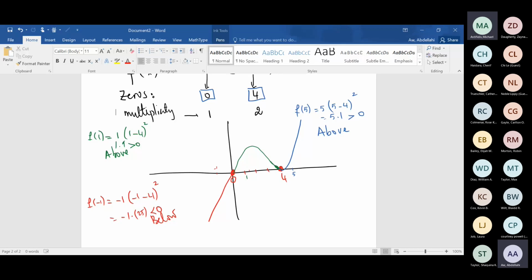Actually, there is a link between that behavior and the multiplicity. When the multiplicity is odd, the graph will cross the x-axis. When the multiplicity is even, like 2 over there, the graph will not cross the x-axis. The graph will touch it, but will not cross it. So this is even. The graph will not cross the x-axis. You see, we call this one a turning point, or a touch point.